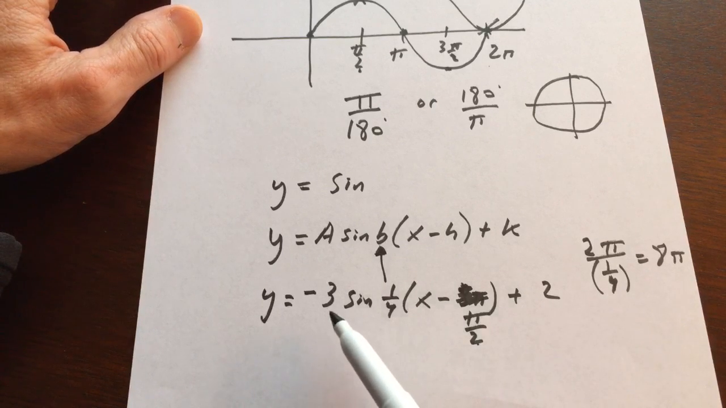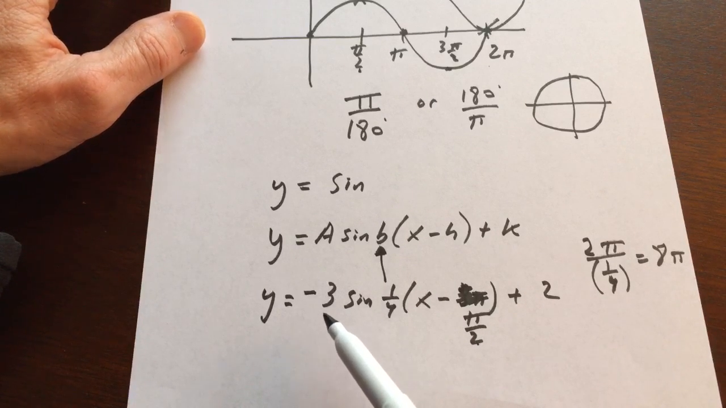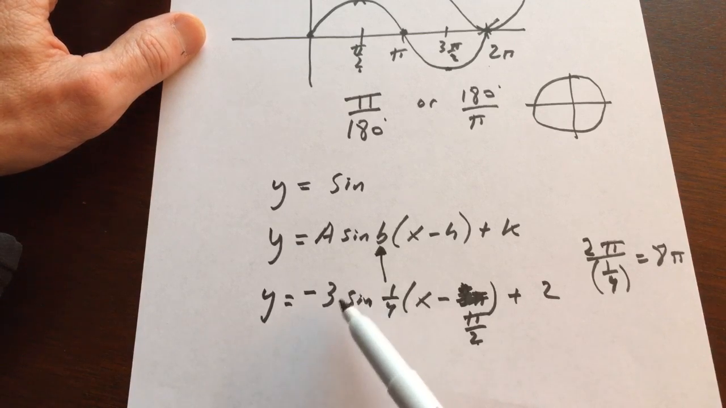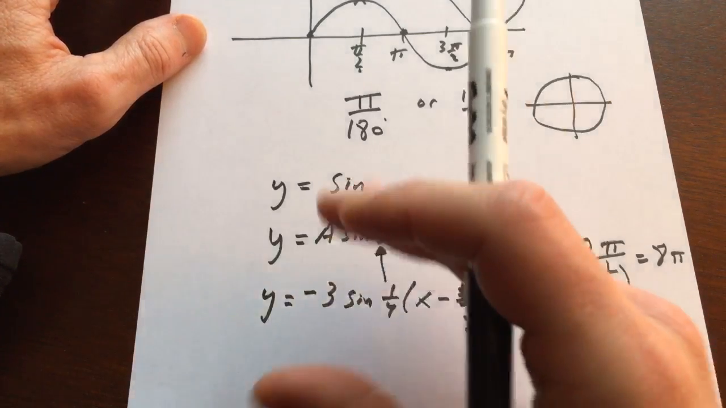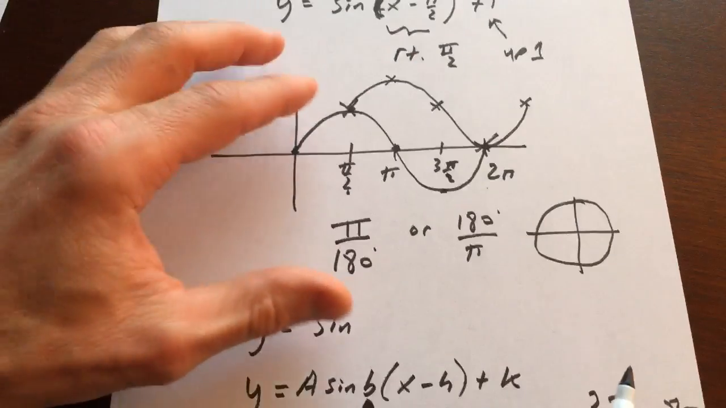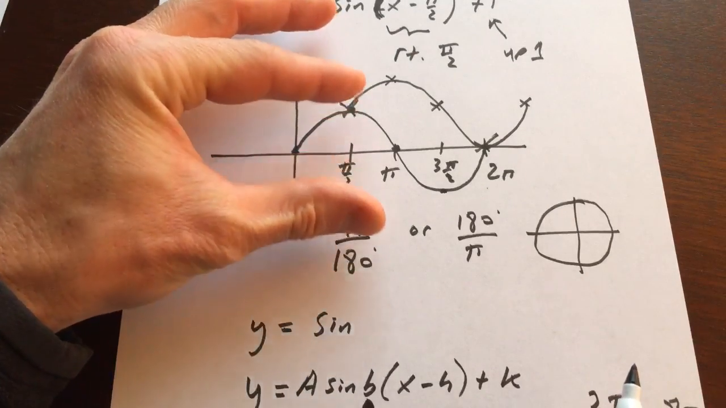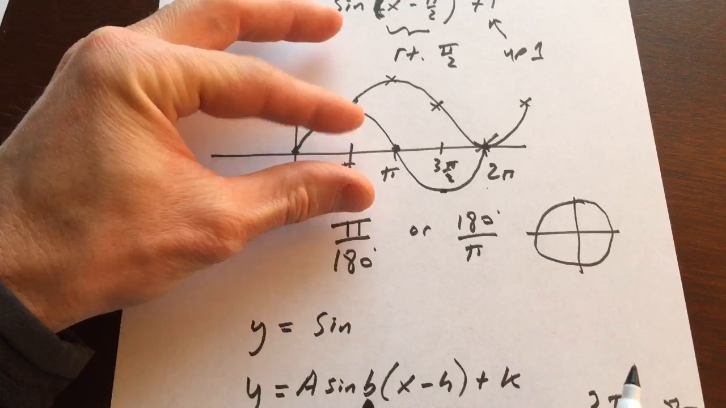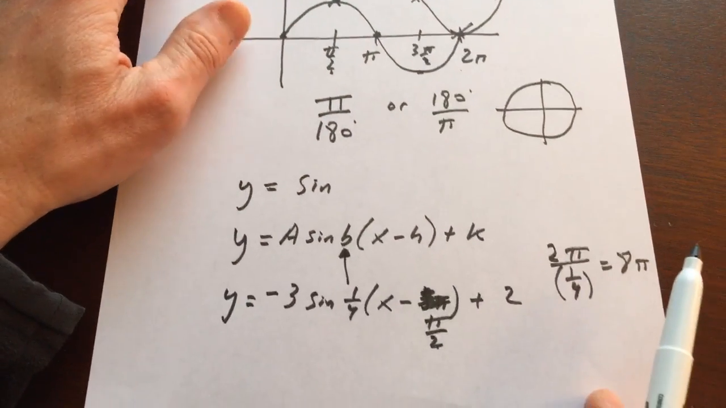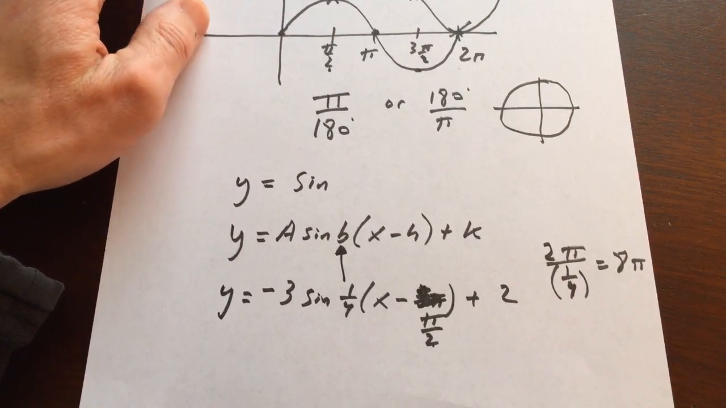And yeah, so that 3, Zahara, is a vertical stretch. Now if it was a 1/3 or a half, then it would be a vertical compression. So it'd be taking these sine and cosine waves and compressing them so they don't go up quite as high, right? It's a vertical compression.